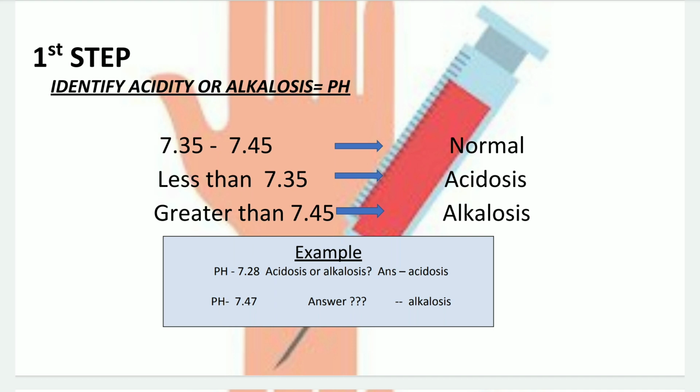Now again the second example, pH 7.47, and you already know it. If it is more than 7.45, it comes in alkalosis. So now you know if it is less than 7.35, it is acidosis. More than 7.45, it is alkalosis.